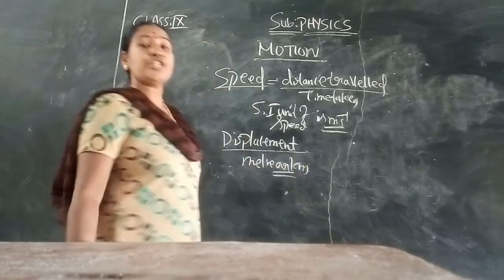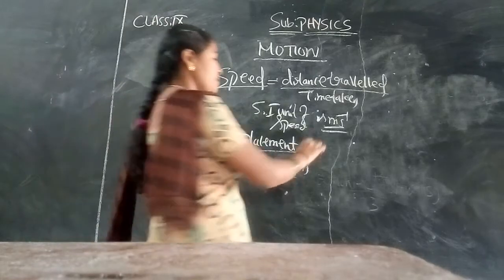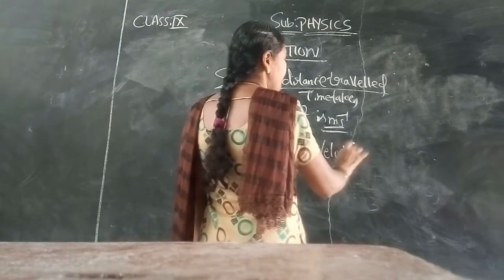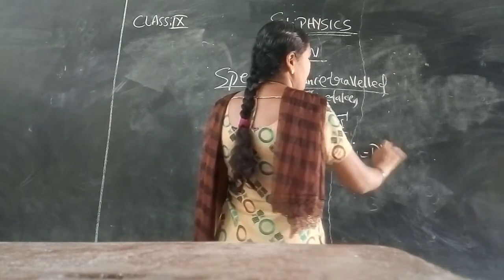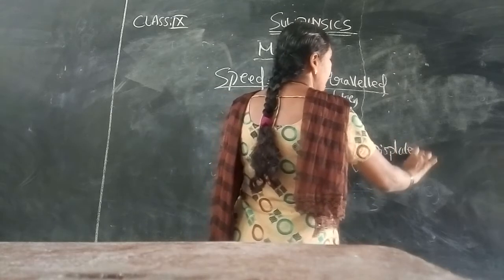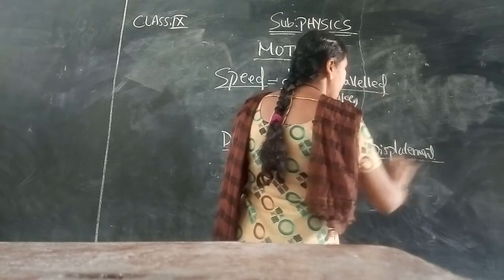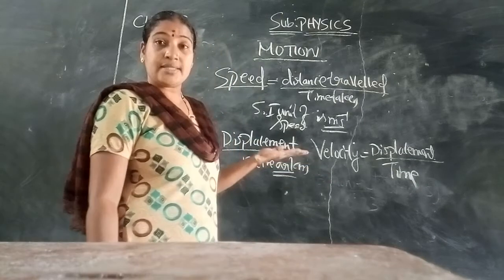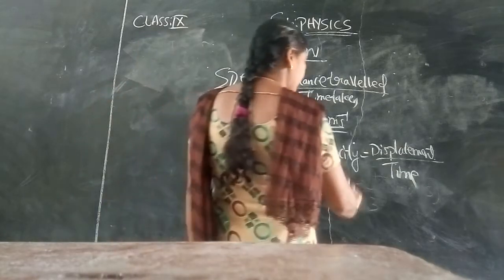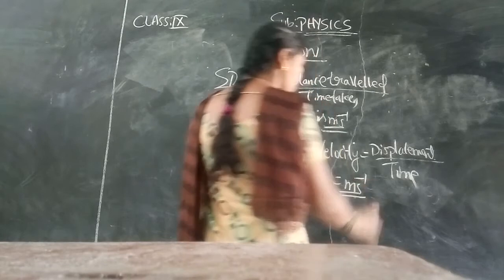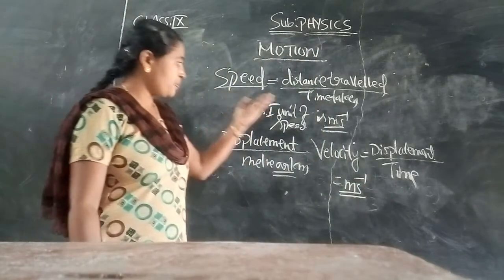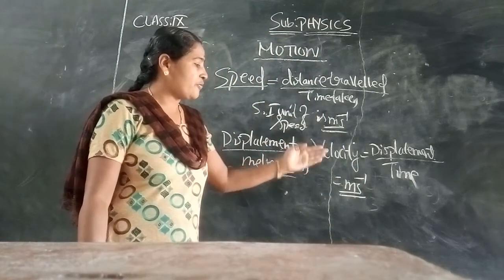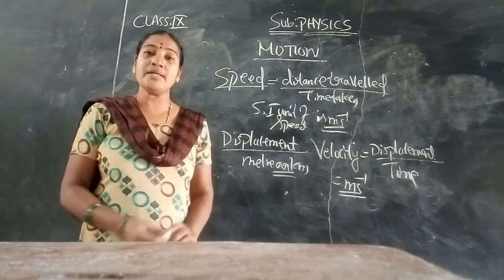Then what is the definition of velocity? Velocity is nothing but displacement by time taken. What is the SI unit of velocity? The SI unit of velocity is meter per second only. Meter per second. It is m s to the power of -1. The SI unit of speed is also meter per second. The SI unit of velocity is also meter per second.